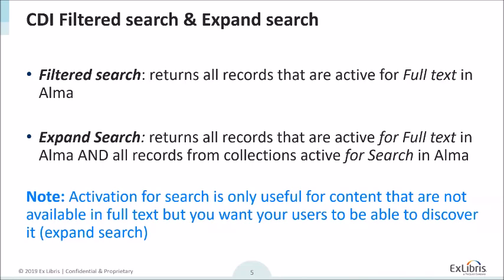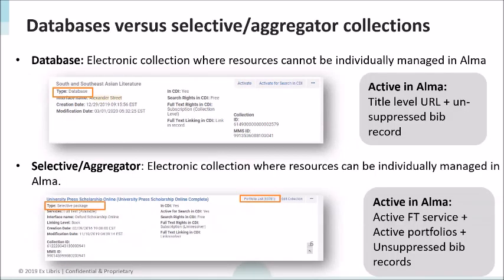This is a new type of activation that was introduced for CDI. Something to keep in mind, just a brief reminder: activation for search is only useful for content that you don't have available in full text, but you do want to have available to your users in the expand search. All right, so this was the filtered and the expand search in Primo. Now let's look at how you activate collections in Alma, so they will be included in the filtered search.